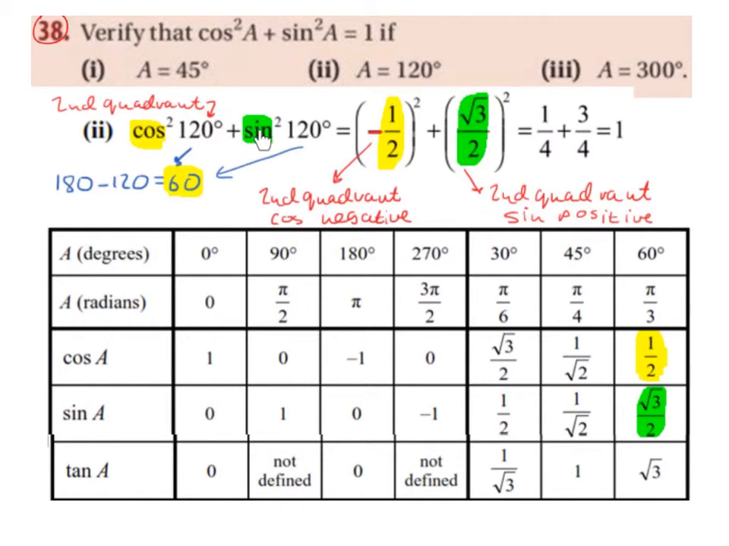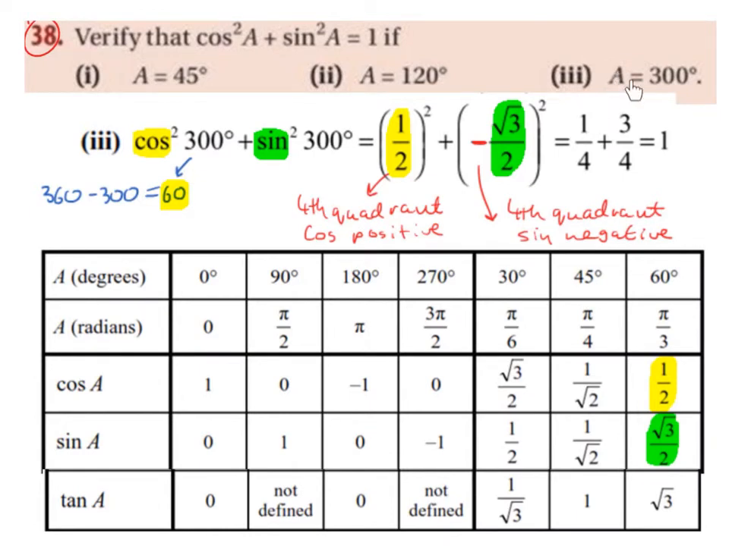Then sine squared 120 degrees. Again, we take 120 degrees away from 180 degrees, we're left with 60 degrees. And sine of 60 degrees is root 3 over 2. So we have root 3 over 2 squared, and this is going to be positive because in the second quadrant sine is positive. So we get minus a half squared, which is a quarter. And we get root 3 over 2 squared, which is 3/4. And a quarter plus 3/4 is 1.